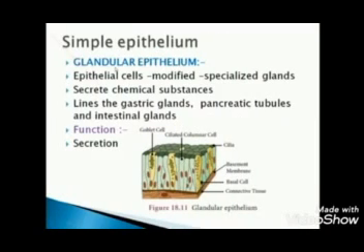Now the next epithelium is the glandular epithelium. These epithelial cells are often modified to form specialized gland cells which secrete chemical substances at the epithelial surface. This lines the gastric glands, pancreatic tubules, and the intestinal glands. The function of the glandular epithelium is secretion.